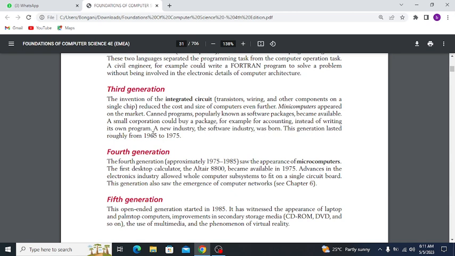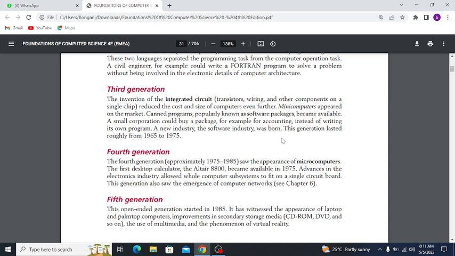A small corporation could buy a package, for example, for accounting, instead of writing its own program. A new industry, the software industry, was born. So the software industry was born during this time, right? When the computers were developed, chips were introduced.